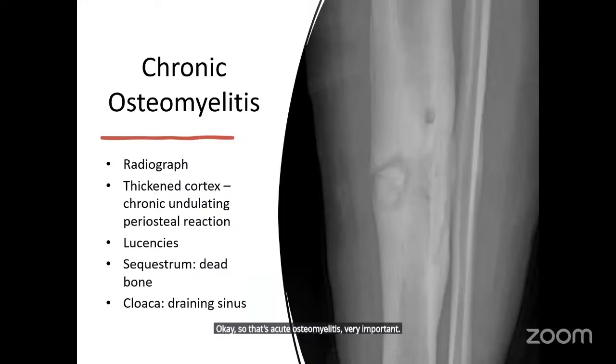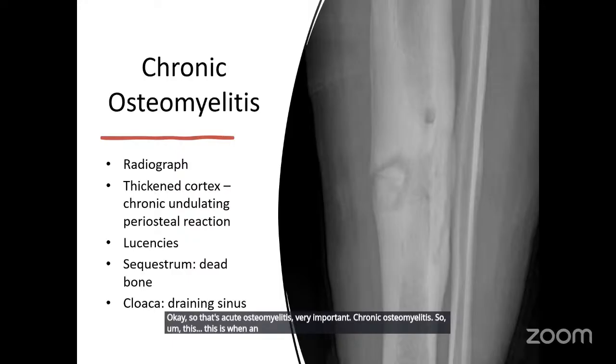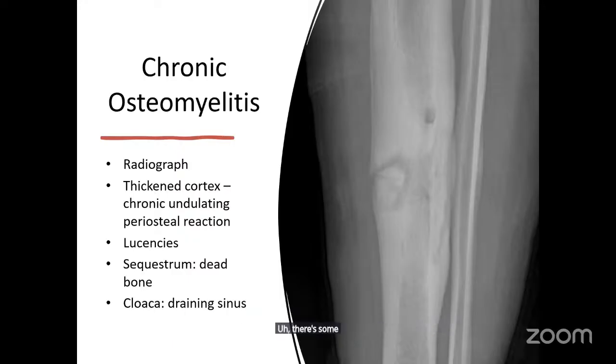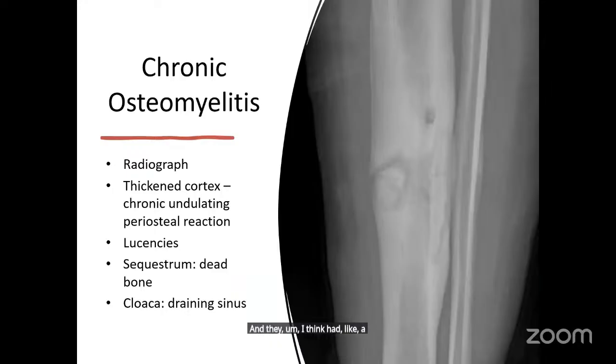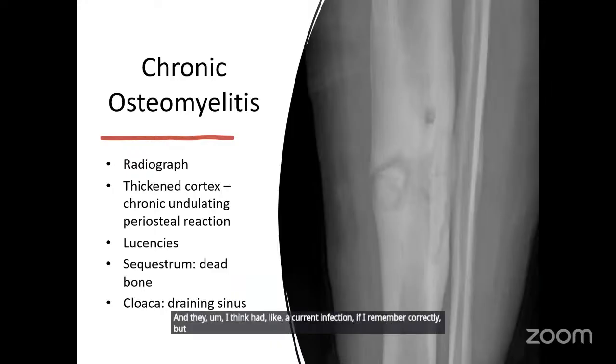Chronic osteomyelitis. So this is when an infection has been in bone for a period of time. There are some chronic changes that happen and are important to recognize. And this particular patient has chronic osteomyelitis, and I think they had a current infection, if I remember correctly, but it wasn't really a strong enough infection to cause surgery. The main findings were the chronic osteomyelitis.